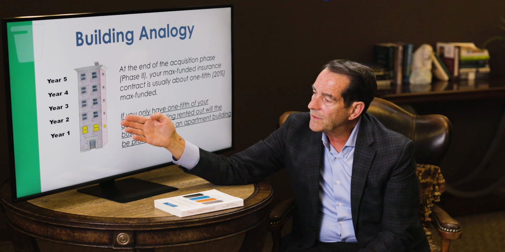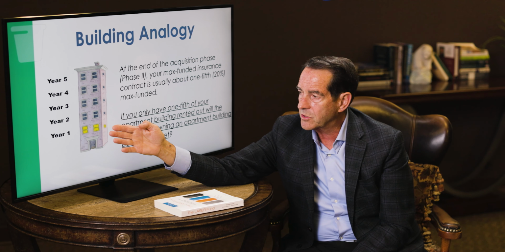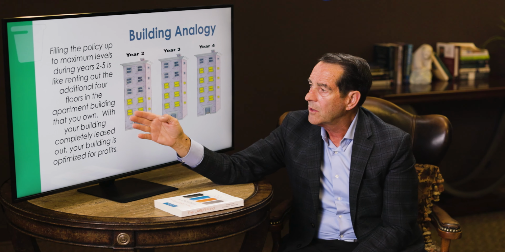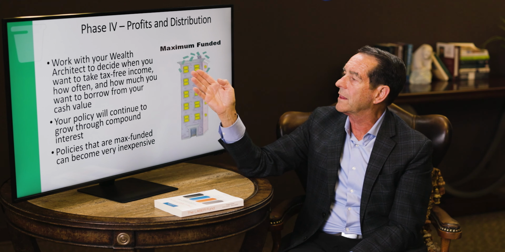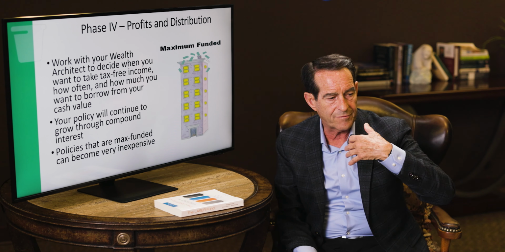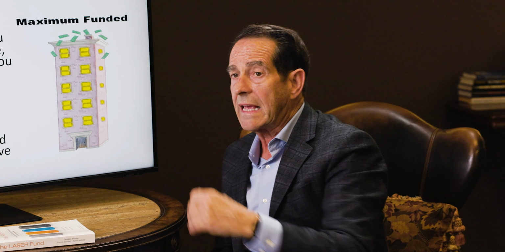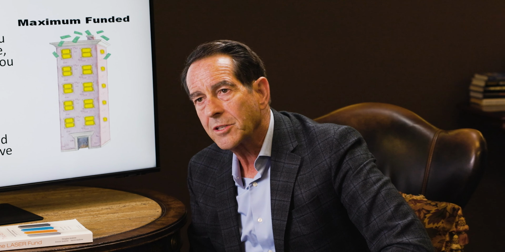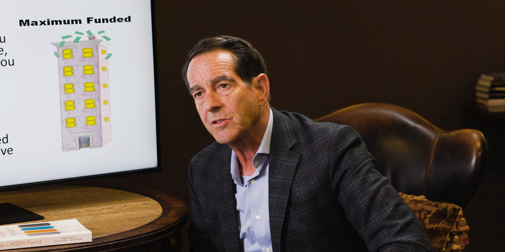And so if I fill up the first floor in the building the first year, and the first day of the second year, I can rent out the second floor, and then the third floor, and then the fourth floor. And then in 4 years and 1 day, my building is 100% full. Now it turns into a cash cow, and it's totally tax-free. That is a properly structured, max-funded, indexed universal life.